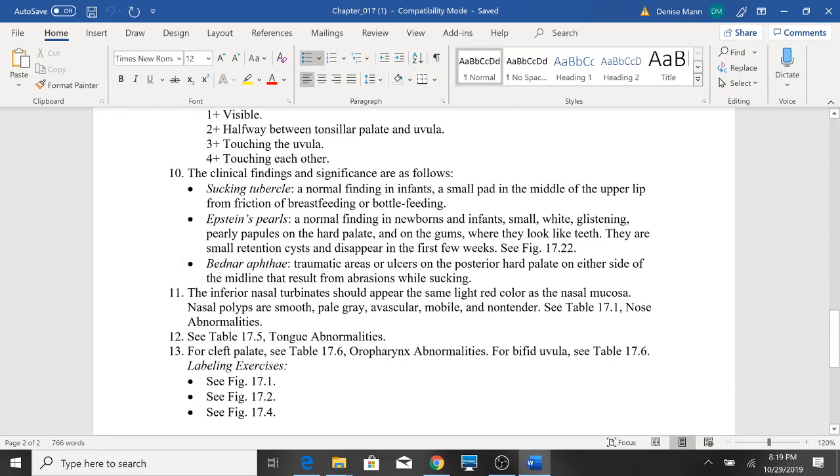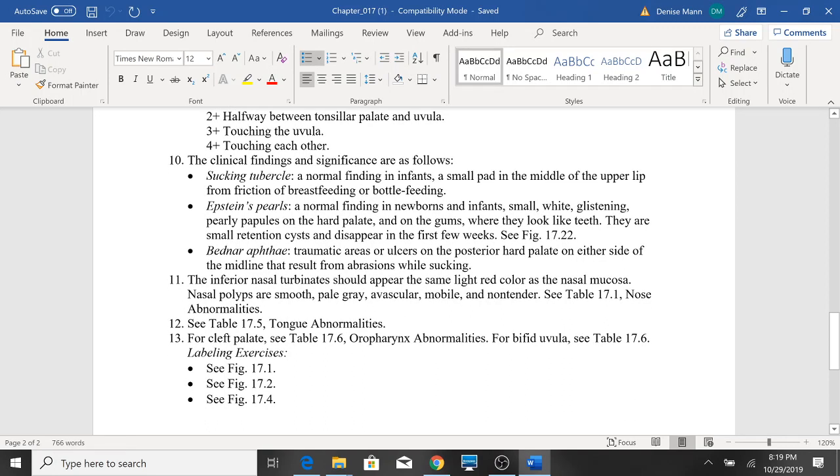Now let's talk about the clinical findings and significance of sucking tubercle, Epstein's pearls, and Bohn's nodules. Sucking tubercle is a normal finding in infants, a small pad in the middle of the upper lip from friction of breastfeeding or bottle feeding. Epstein's pearls, a normal finding in newborns and infants, are small white glistening pearly papules on the hard palate and on the gums. They look like teeth. They are small retention cysts.